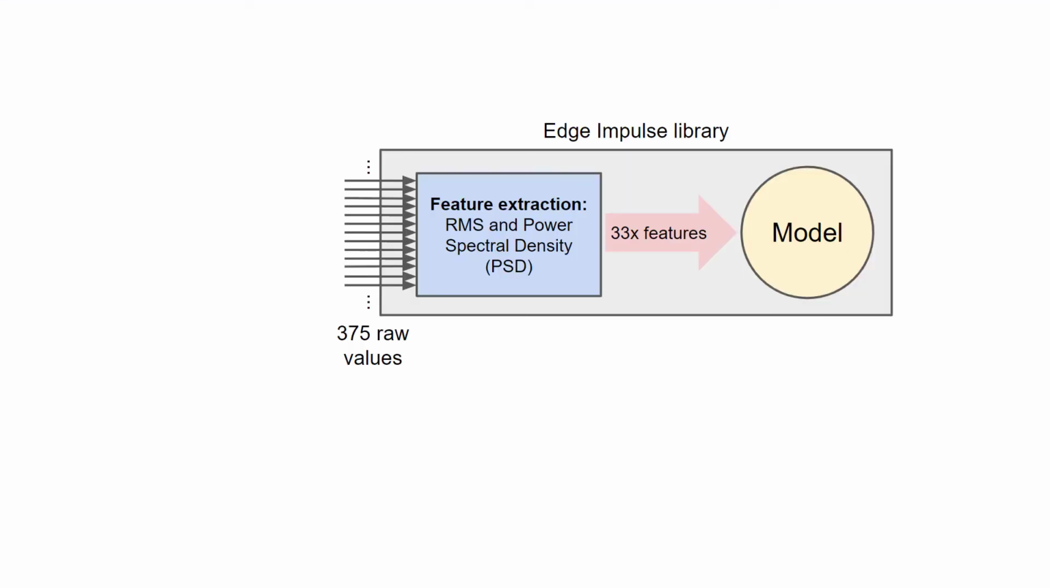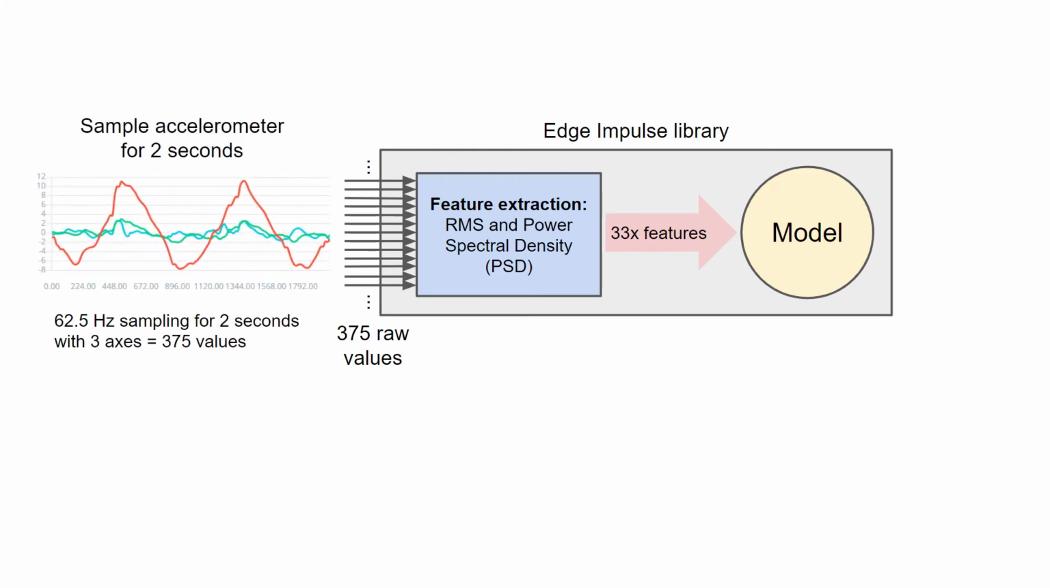When we download the Edge Impulse library, it will contain not only our model, but the code necessary to perform feature extraction as well. The smartphone and Arduino libraries will come with examples to perform data collection in real time, but if we were doing this ourselves, we would need to collect 2 seconds of accelerometer data first before sending it to the Edge Impulse library. The Edge Impulse library expects 375 raw values for this particular project we're working on. With a 62.5 Hz sampling rate, we need to sample all 3 axes for 2 seconds to get that many values.